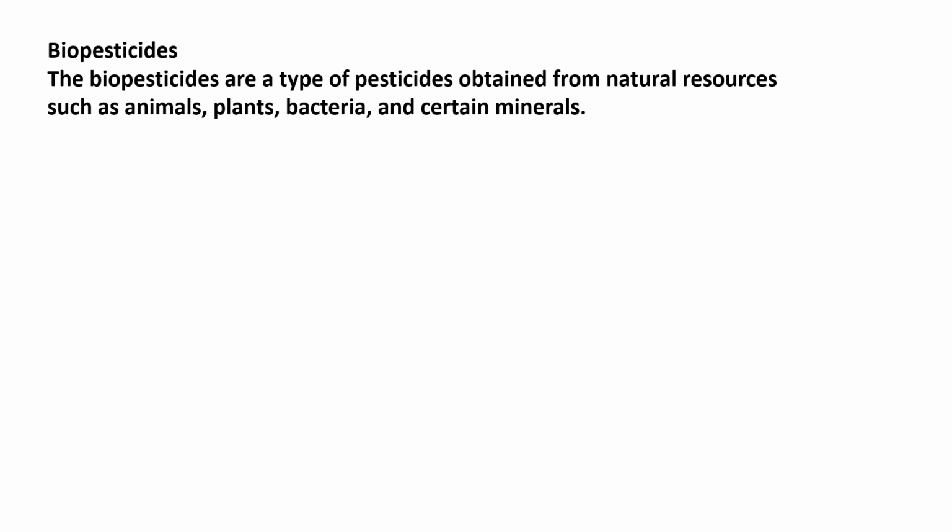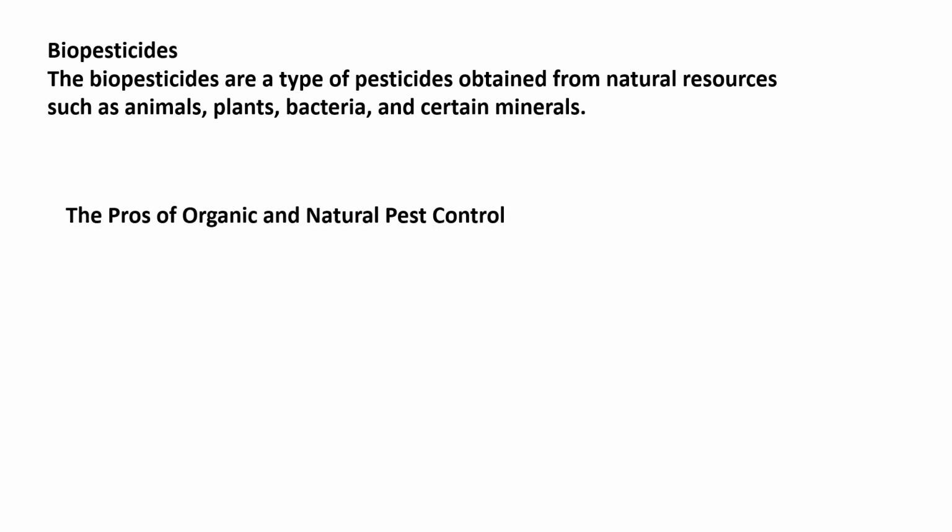Sometimes the natural pesticides, they used to say biopesticides. There are many biopesticides obtained from microorganisms which are also available, but we are not going into detail, just a definition. It is related to natural pesticides. Biopesticides are a type of pesticides obtained from natural resources such as animals, plants, bacteria, and certain minerals. This is the same definition which I have given for natural pesticides. They can even ask questions about biopesticides and natural pesticides, so the students should be able to write the answer from this brief explanation which I am giving.